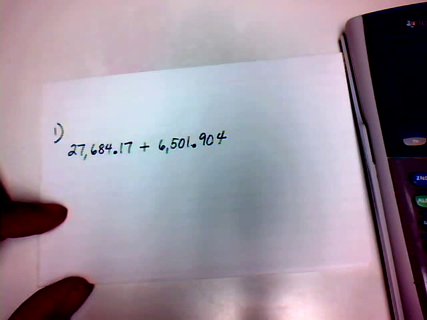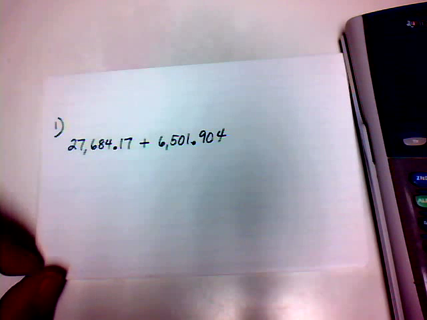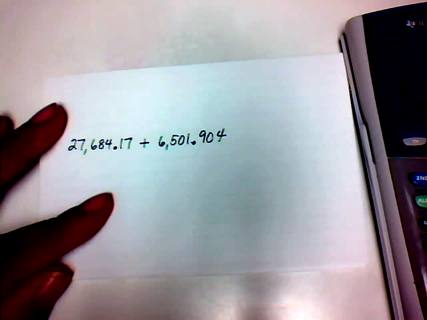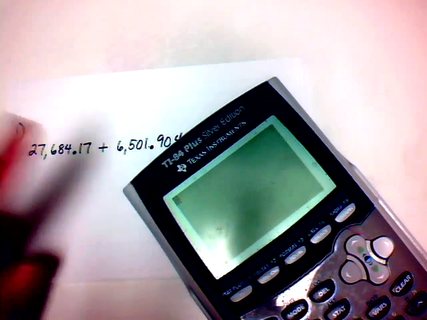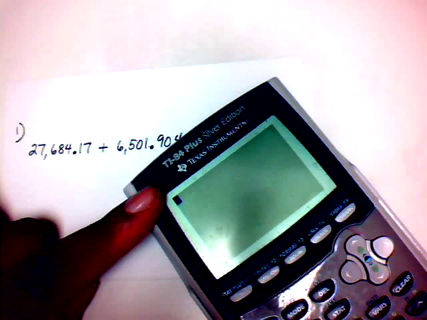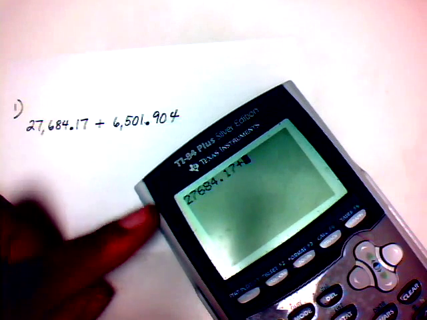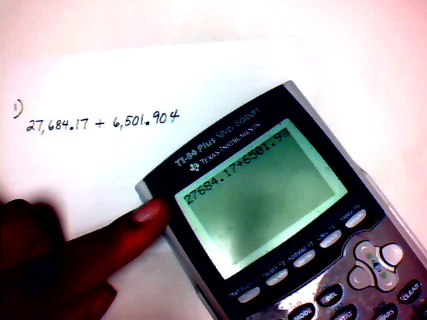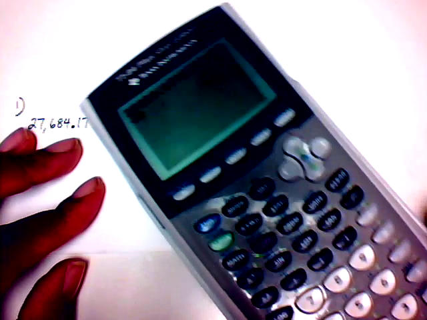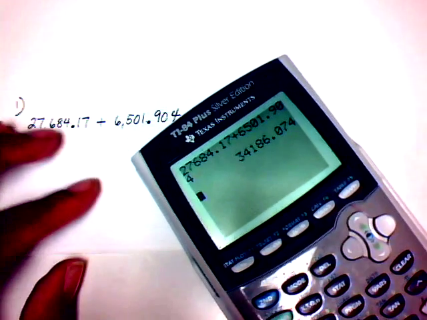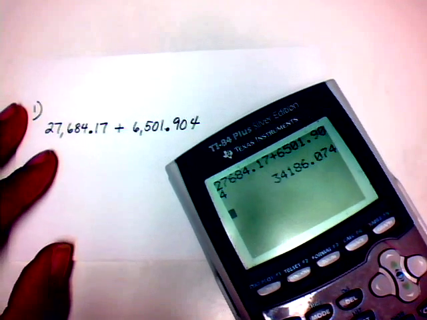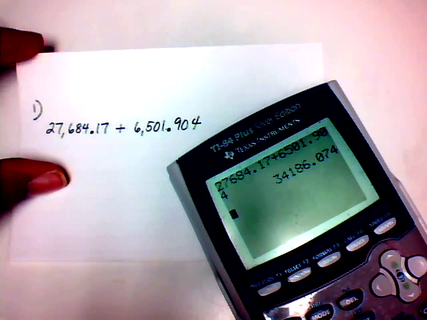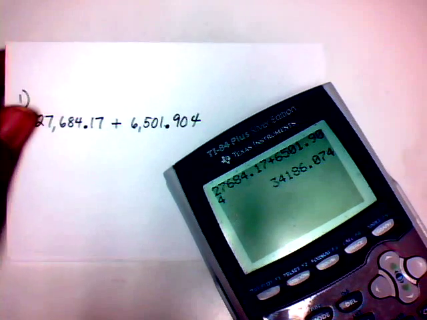The first one is very self-explanatory. It's just 27,684.17 plus 6,501.904. So pretty much you'll just enter this as you normally would with regular numbers, as if this was a regular calculator. And then just hit the button that says enter. And your final answer there will be 34,186.074. So this is just a simple, self-explanatory problem where you're just adding two decimals.